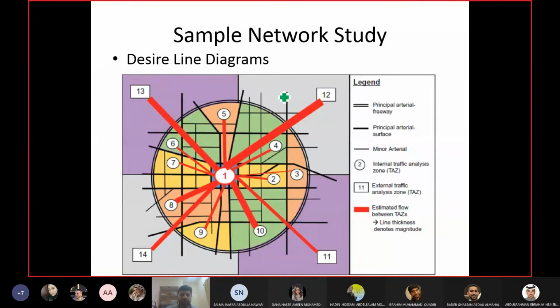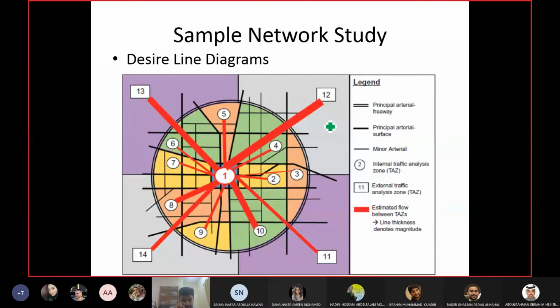Okay, so here you can see the highest number of trips are between zone 1 and zone 12, and I told you this circle is our study area. The zones within the circle are internal traffic analysis zones, and the zones outside the circle are external, so they are out of the study area. I'm not planning for these areas, so you do not see any highways here. But the trips are coming and going to these areas, so they are part of my analysis. Okay, but I will call them external zones.